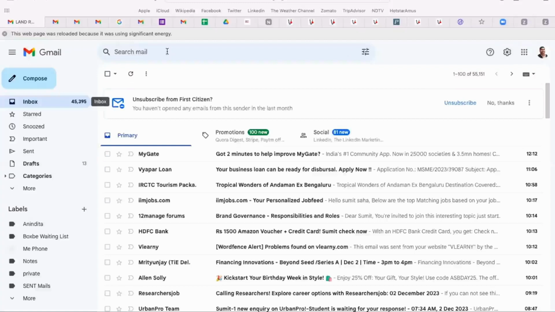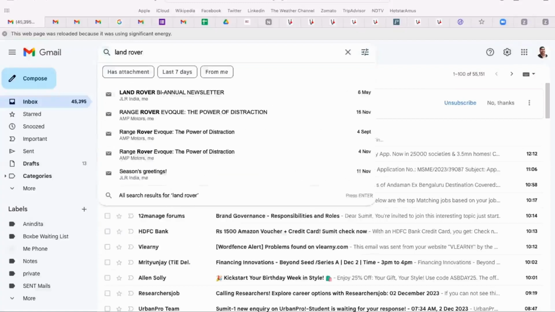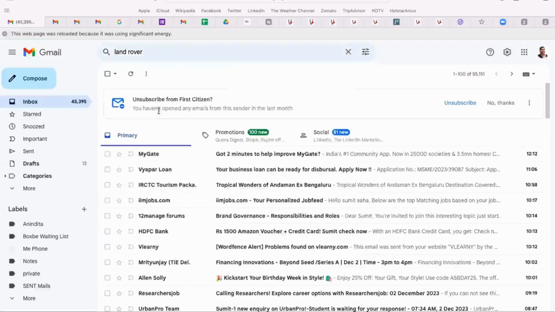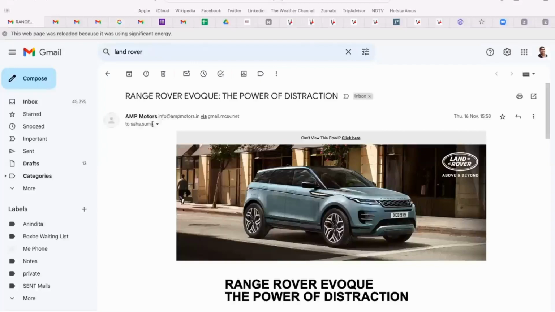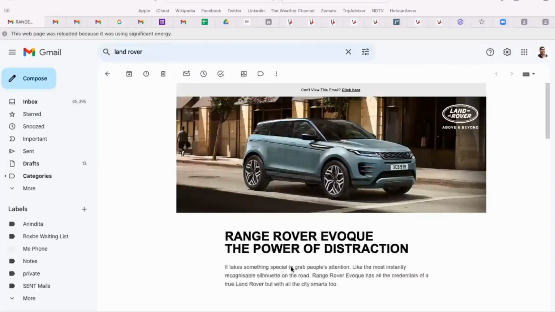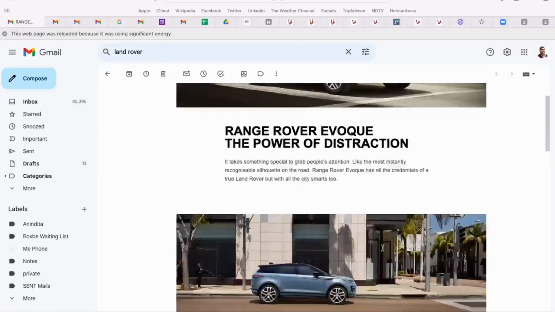with them. Similarly, in Land Rover, there is another campaign also. You can see like this Evoke. See, same info, this is I think from a third party they have sent. See, Range Rover Evoke.